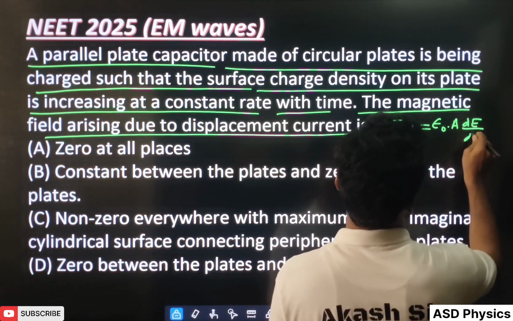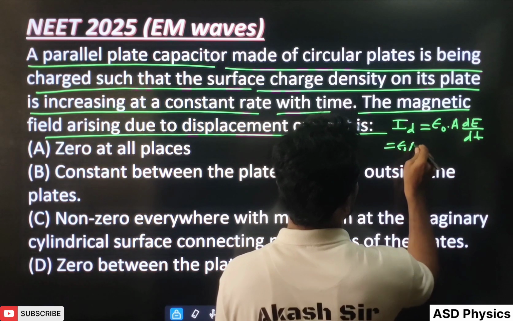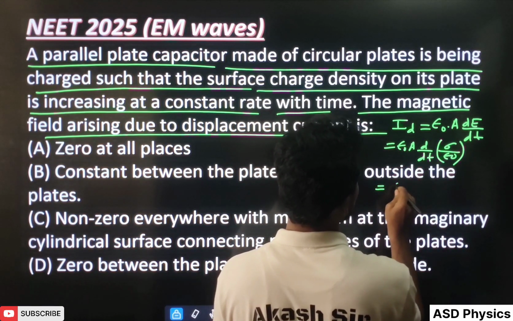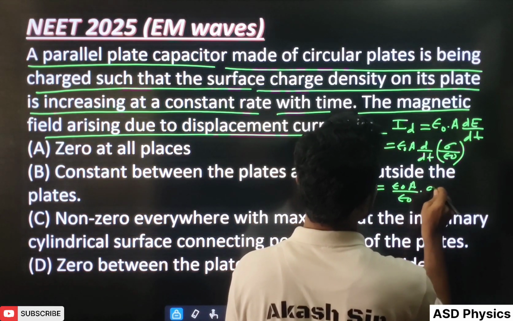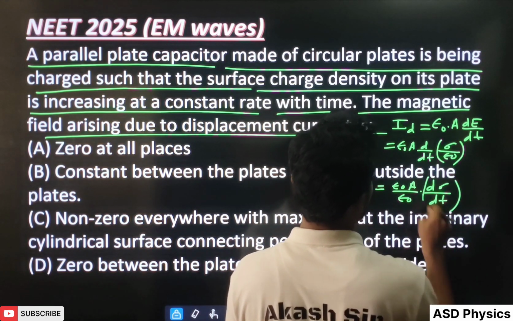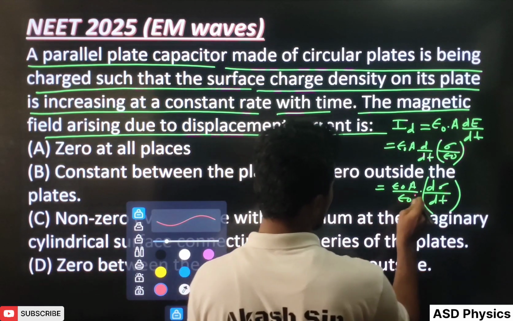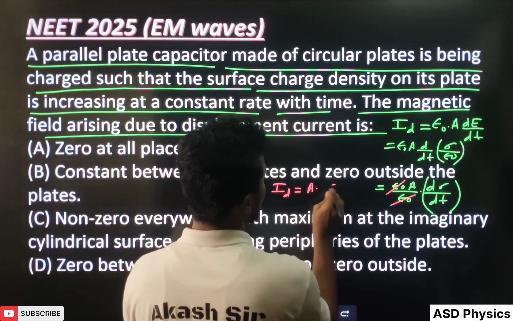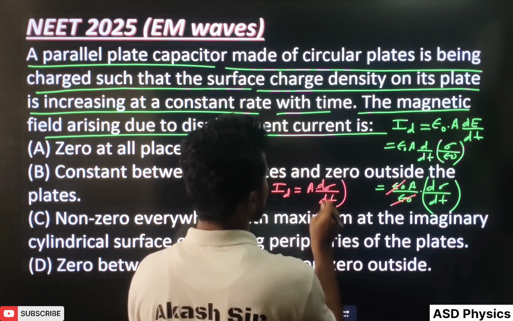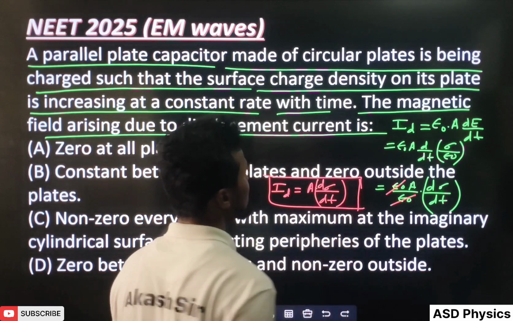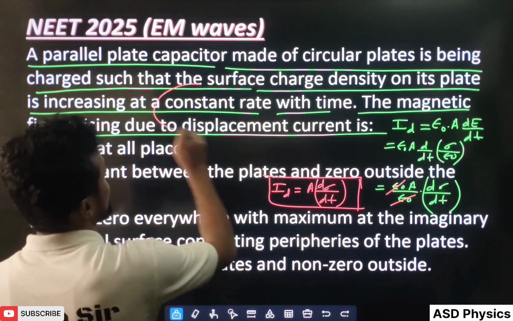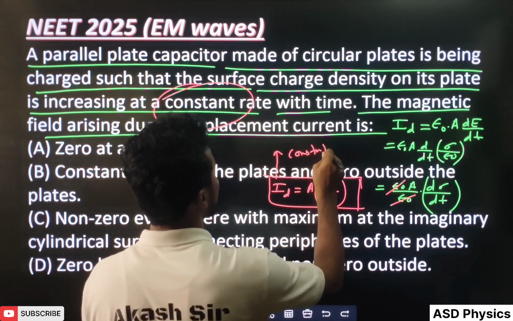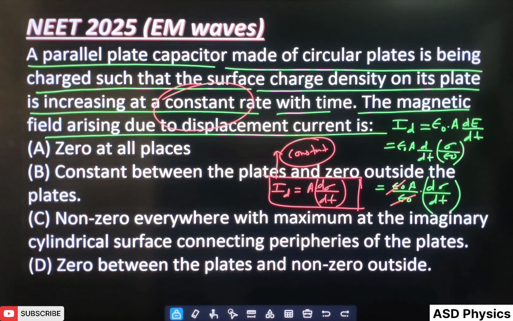Epsilon naught A dE by dt. Okay, so see here, epsilon naught A d by dt. Electric field is given by sigma by epsilon naught. So epsilon naught A by epsilon naught, and here d sigma by dt. Epsilon naught cancels. So we can write the displacement current is given by A into d sigma by dt. But in the question they have given d sigma by dt is constant. So this displacement current will be constant. Remember, the displacement current will be constant.